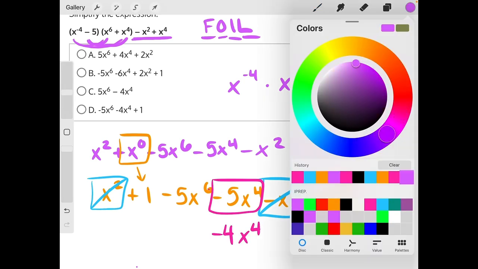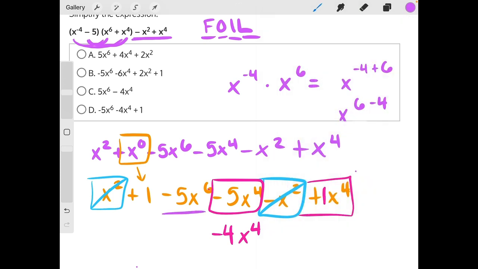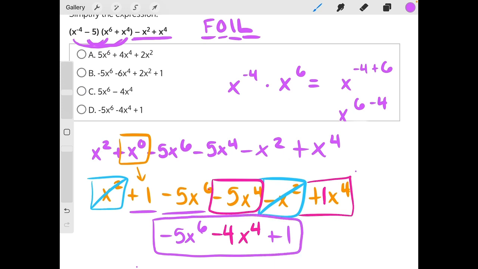From there, our last two terms, negative 5x to the 6th and the constant 1, are not like terms and can't be combined, so we just need to bring them down. And thus, we have reached our final answer, negative 5x to the 6th minus 4x to the 4th plus 1, making answer choice D our correct answer.